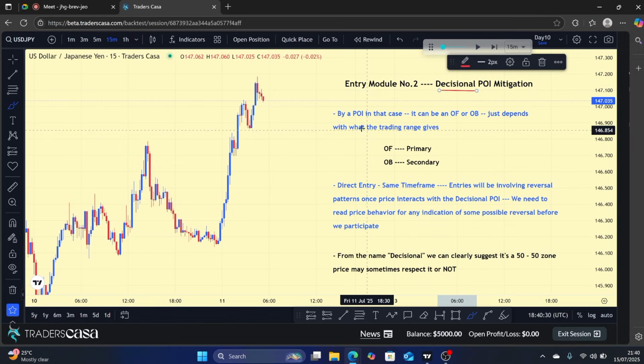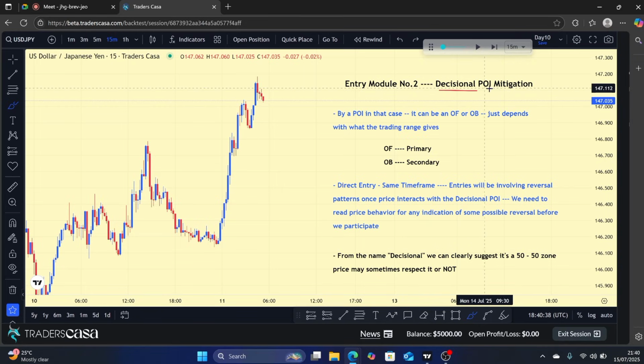All right, so right here you can see that I have used the word POI and not specifically order flow or specifically order block. This is because a POI can be an order flow or an order block. It just depends on what the trading range gives.